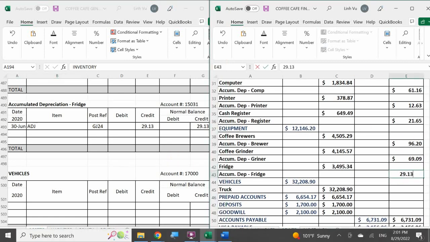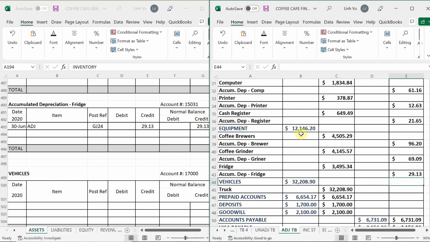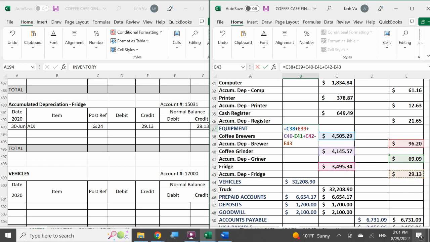So $29.13. Once again, the formula is going to be my coffee brewers minus depreciation, plus my coffee grinder minus the accumulated, plus the refrigerator minus the accumulated. And now you're going to get a grand total of $12,144.18. Okay.